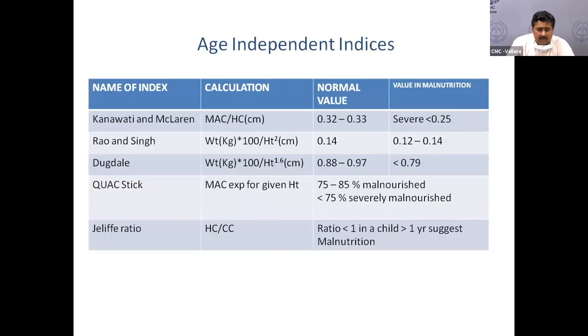Other age-independent indices, named indices, are Kanawati and McLaren, where you take the ratio of mid-arm circumference and head circumference. You have the Rao and Singh index, Dugdale index, Jelliffe ratio. These are some of the named indices. They are all age-independent indices. They also try to classify malnutrition.